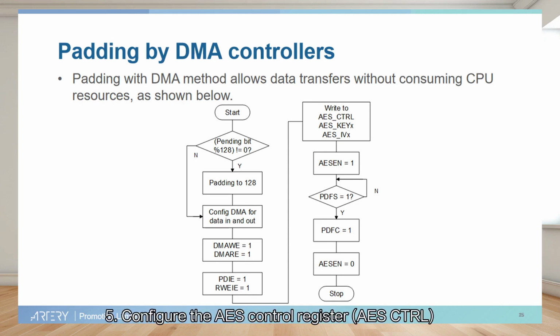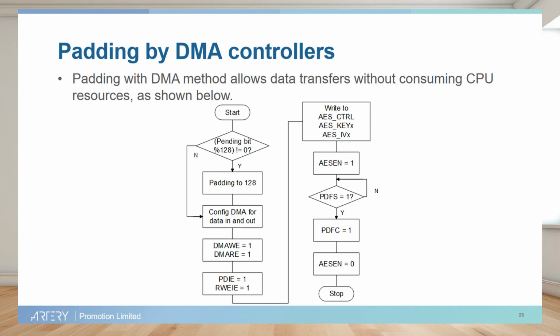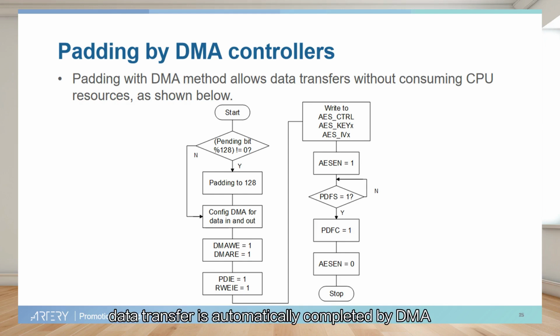Fifth, configure the AES control register AES_CTRL, AES key register AES_KEYx, and AES initialization vector register AES_IVx, and then set the AES-EN bit in the AES_CTRL register to enable AES. Sixth, after AES is enabled, data transfer is automatically completed by the DMA controllers and AES without the intervention of users. After padding is done, the AES encrypt or decrypt core unit will set the PDFS bit in the AES_STS register and send an interrupt to the CPU.